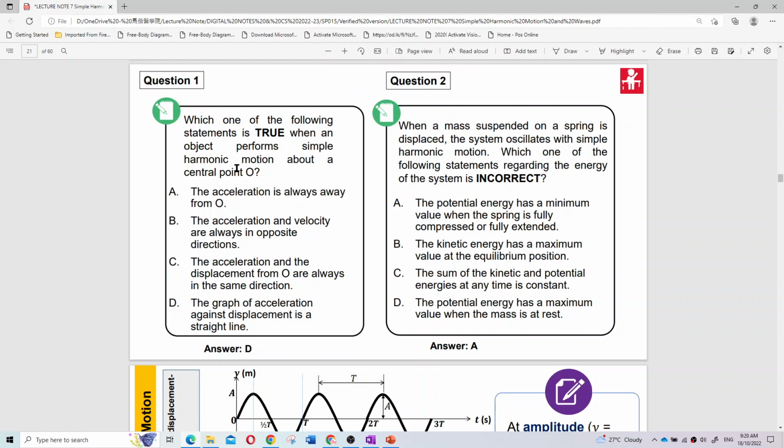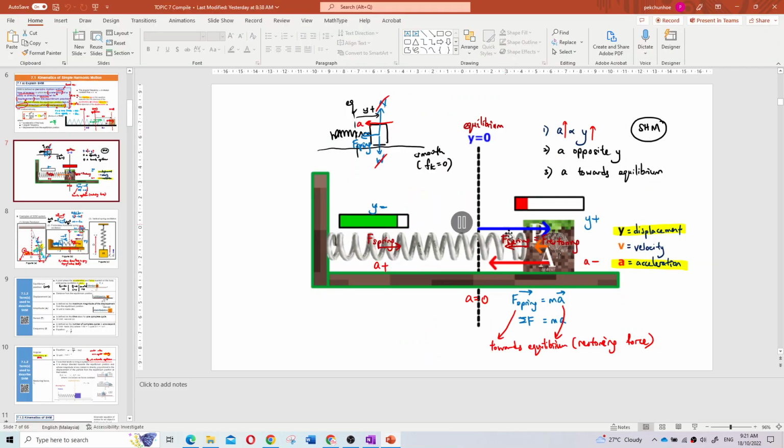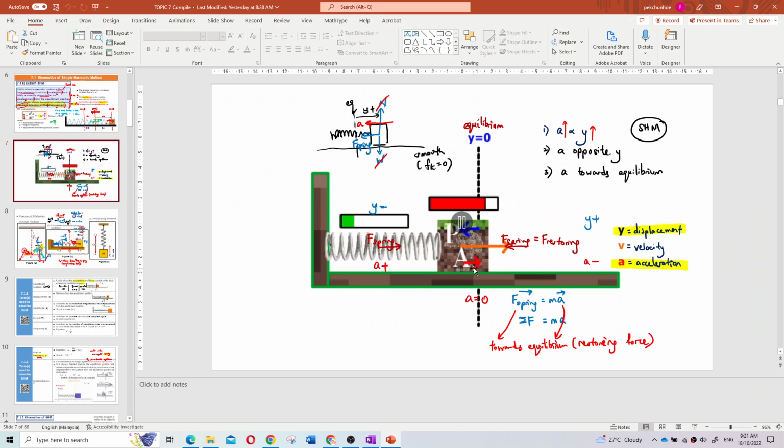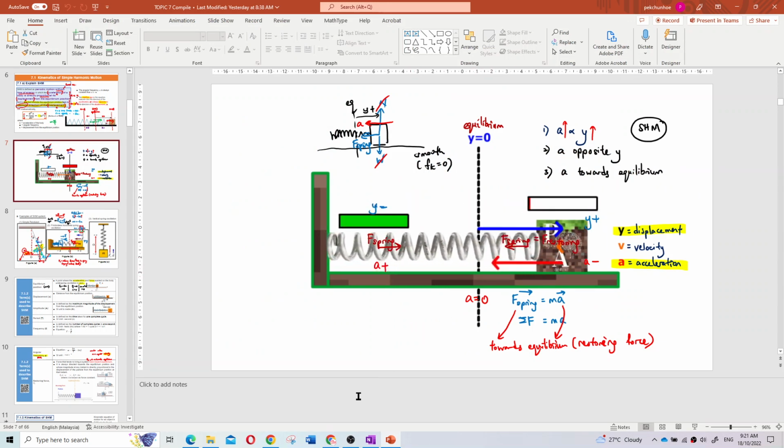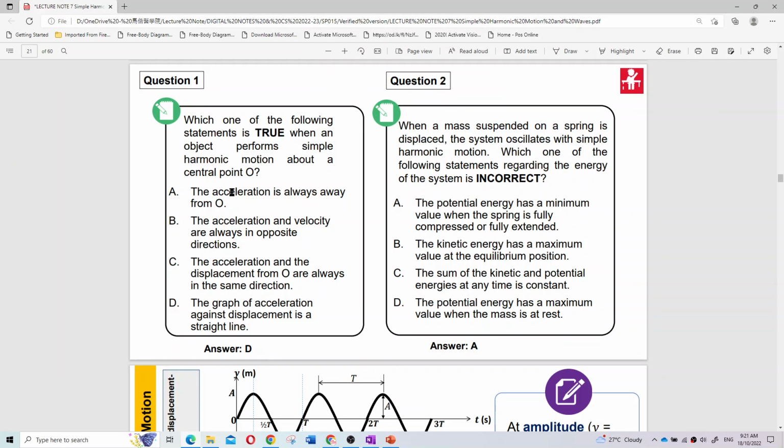Good. That's obviously good. Okay, which of the following is true when performing simple harmonic motion about a center point? Acceleration always away from O? Is it acceleration always away from equilibrium? No, acceleration is always towards equilibrium, right? So the first one is wrong. Are you following?